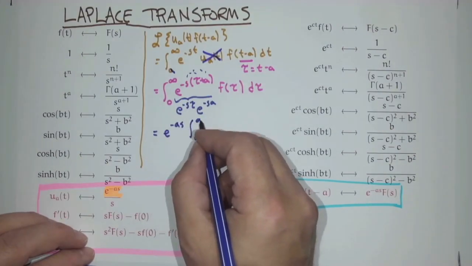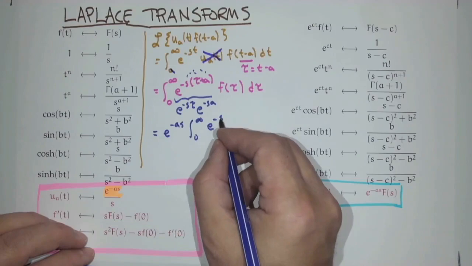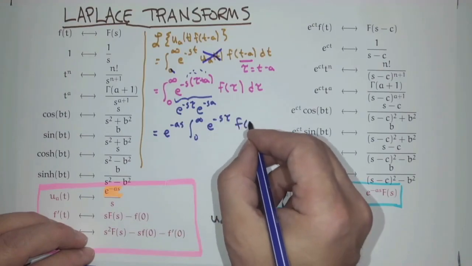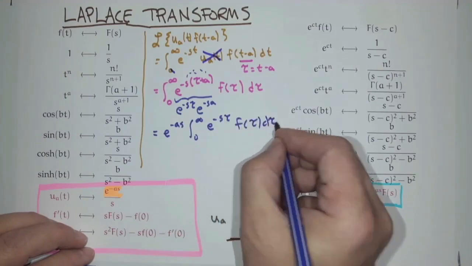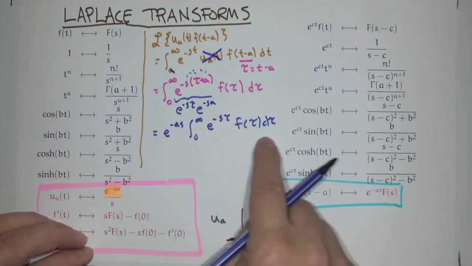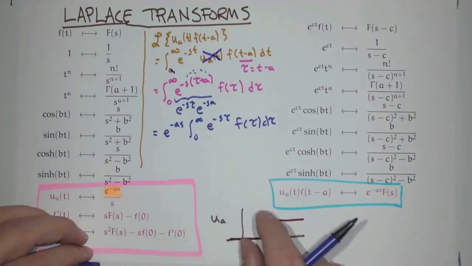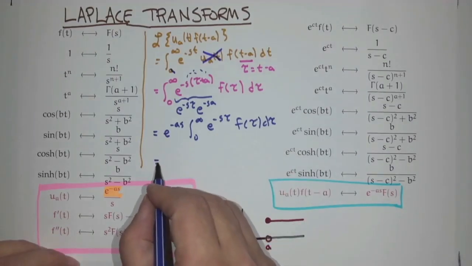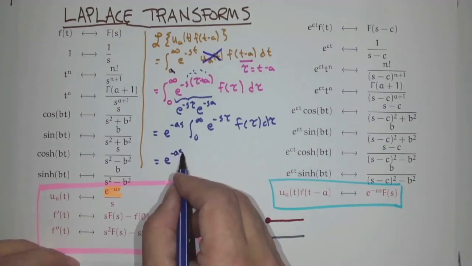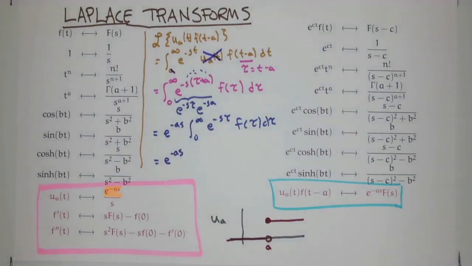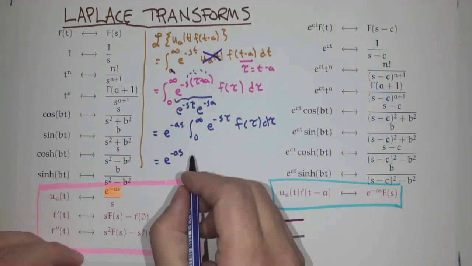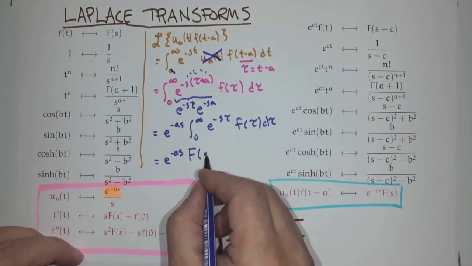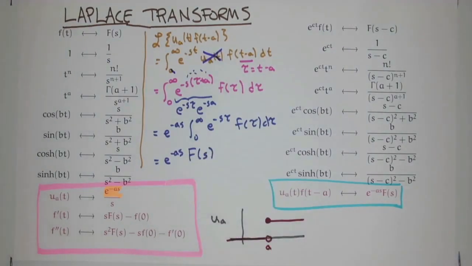Integral 0 to infinity, e to the minus s tau, f of tau, d tau. And now we look at this and say, that seems pretty familiar. What is it? It's the original Laplace transformation. It's the Laplace transformation of just the function itself. And that's what we call f of s. And there's our justification. So our new rule for the day.